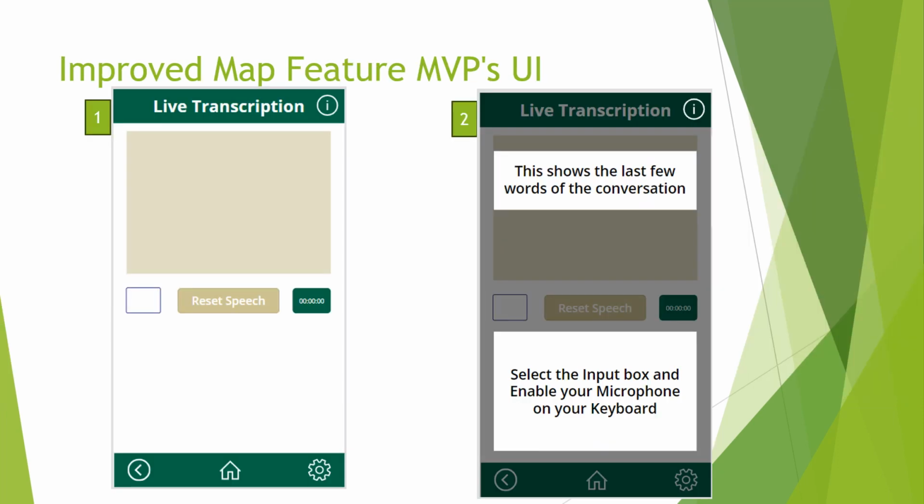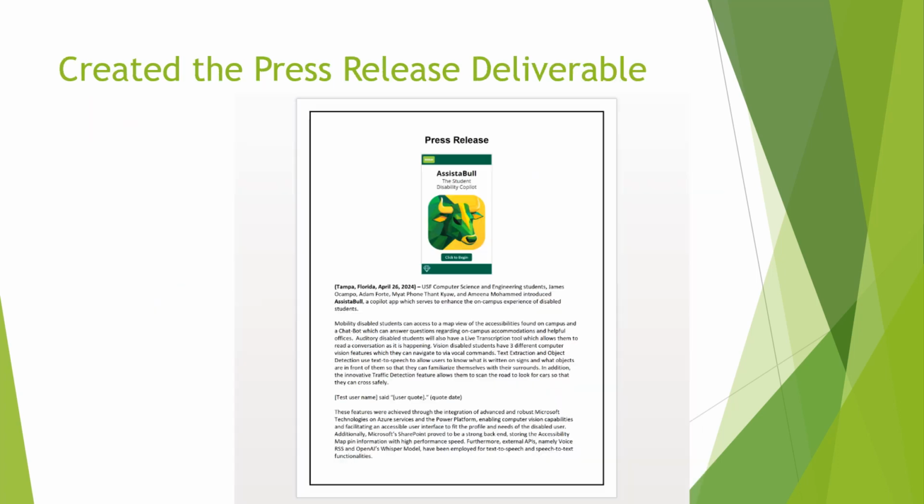So, furthermore, the title's wrong. This is the live transcription feature, and basically you're going to click on the input box on the left side, and every second it copies the last 50 characters or so to show the last few words of the conversation, and it displays it at the top to allow the auditory disabled users to participate and read the conversation.